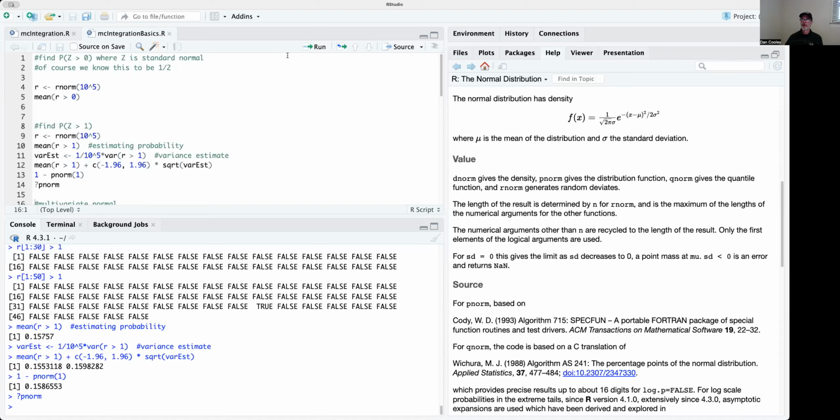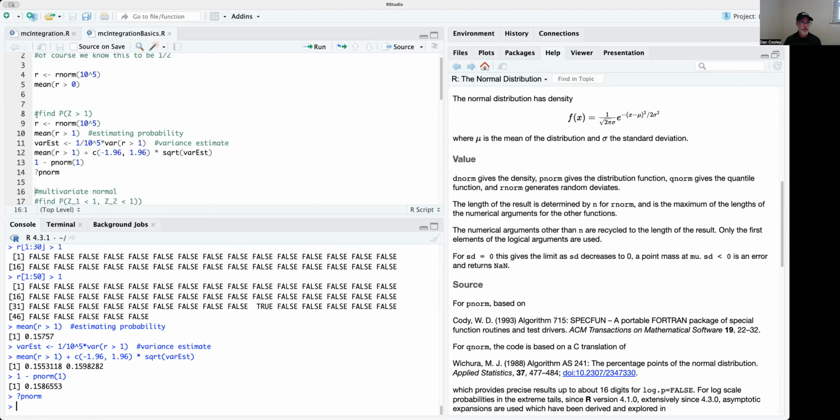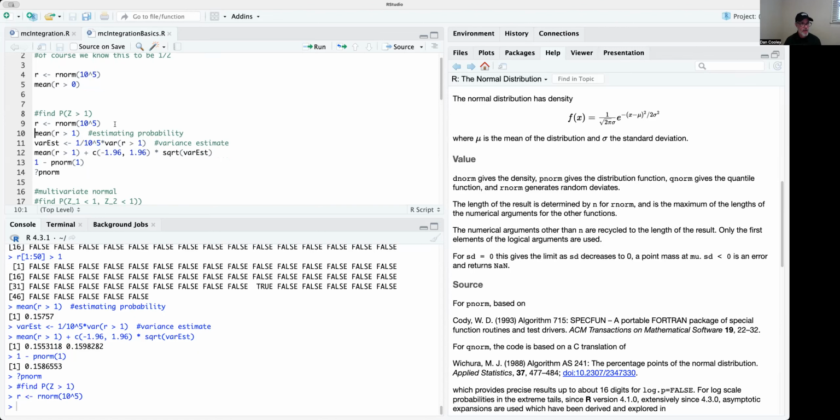All right, so here we are. I'm looking at a different script. This is MC Integration Basics. I'm going to look at lines 8 through 14. I want to find the probability that z is greater than 1. So I'm going to draw a whole bunch of random normals. Here are 100,000 random normals. And then this is just calculating that estimated probability.